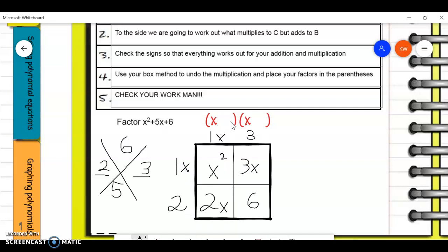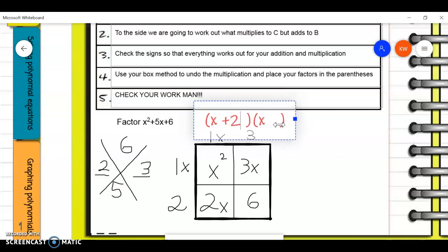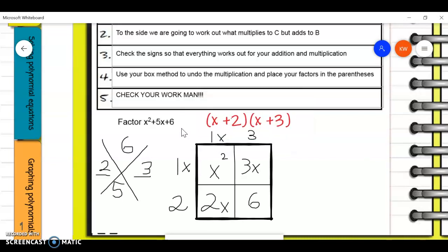So in our answer, we are going to take our two new factors that we know because we already got x and x. We just need to put in 2 and 3. In one of the parentheses, you're going to put plus 2. In your other parenthesis now, you're going to put plus 3. And that right there is our final answer.